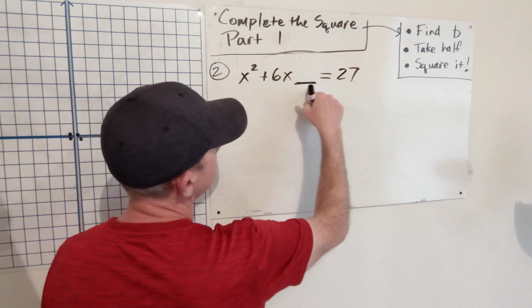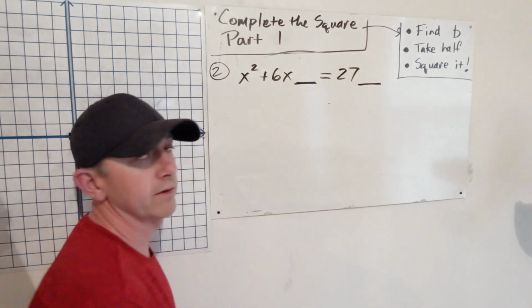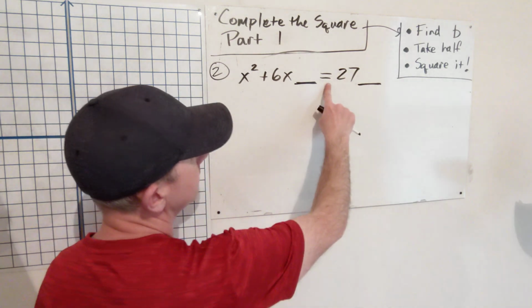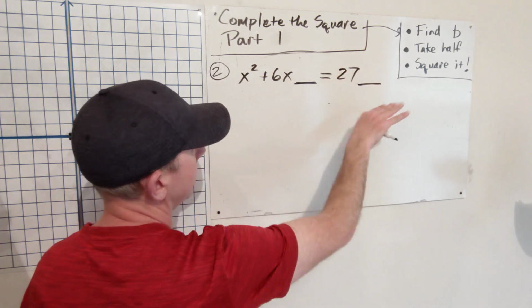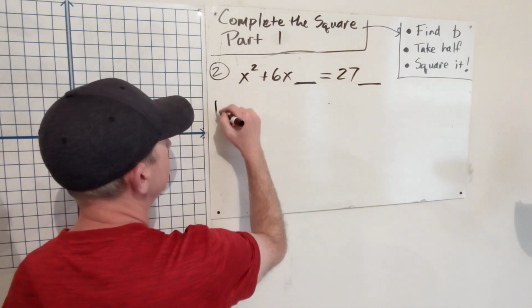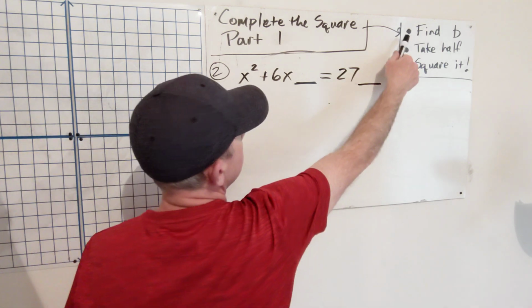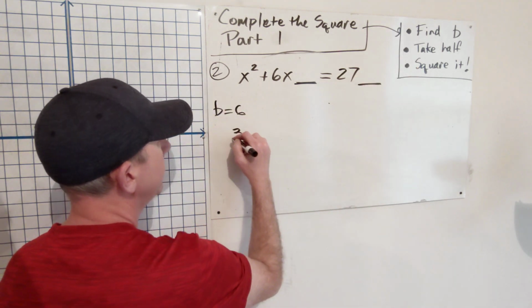So notice I left a blank there. I'm also going to put a blank over here on this side. That is new on this one because now we have an equal sign. So we want all the other constants on this side, so we only have these over here. So b is 6. Take half. So half of 6 is 3.